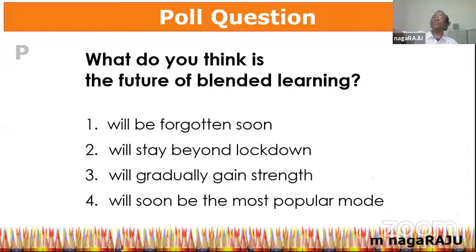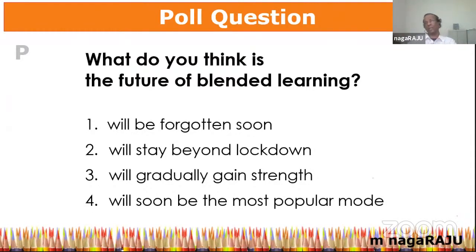Now, about the future. Look at yourself as a teacher, or even if you are a student sitting here, perhaps it's okay. Think of blended learning as the future technology. Where do you think blended learning will be tomorrow? What do you think is its future? Do you think it will be like any other passing phase? It also will be one passing phase and it will be forgotten? Or will it stay beyond the lockdown?